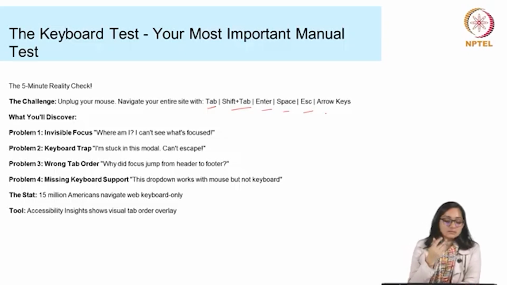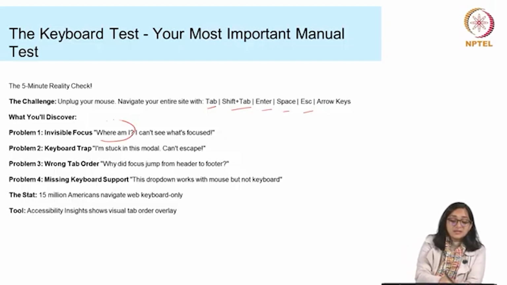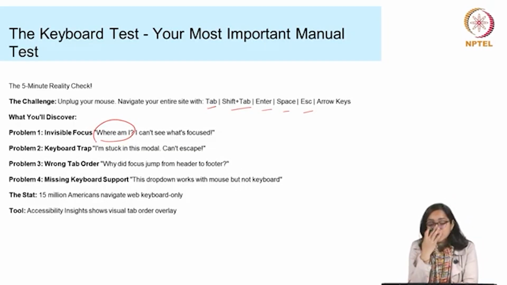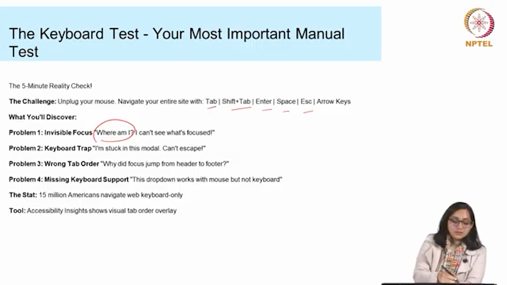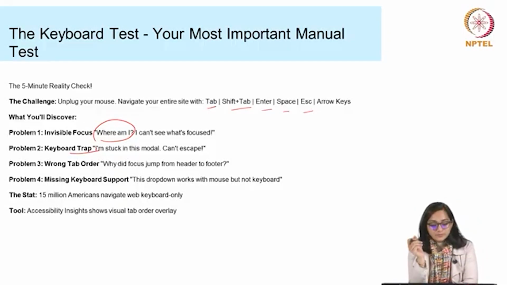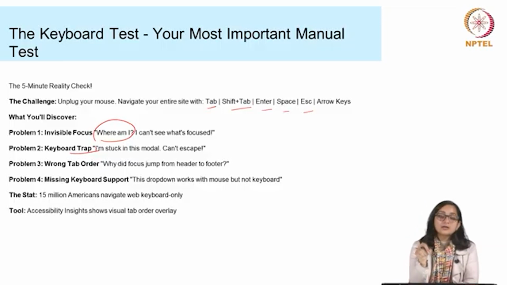So one is invisible focus. It is very difficult to understand where I am if I am navigating a website with tab. I can't see where the cursor is at a given moment, right? Then there's a keyboard trap. If I am stuck in this modal, I cannot escape. If there is a drop down, or if you go inside a particular dashboard, then it is very difficult to come out.